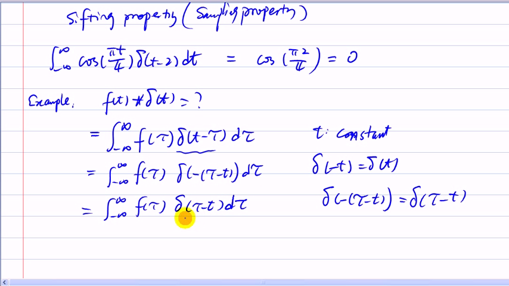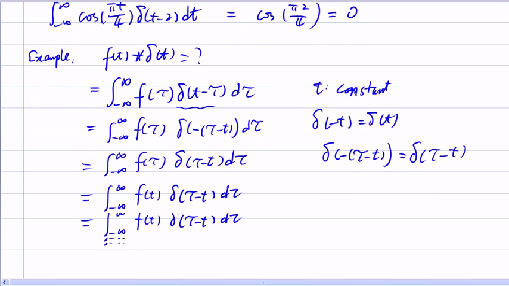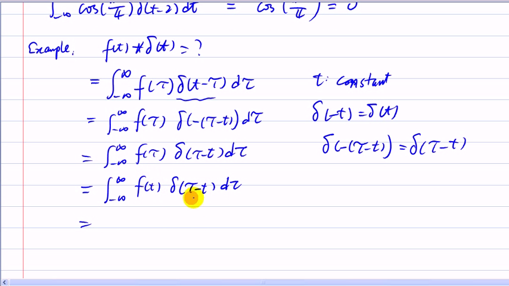Now we have exactly the format that we can make use of according to the sifting property. So we change this tau to t. This f of t, with respect to the integral variable tau, basically becomes a constant, and you can take it out of the integral, leaving delta tau minus t d tau. Now the integral of this one is basically 1, and so you end up with f of t. So the convolution of f of t with delta t gives you f of t.